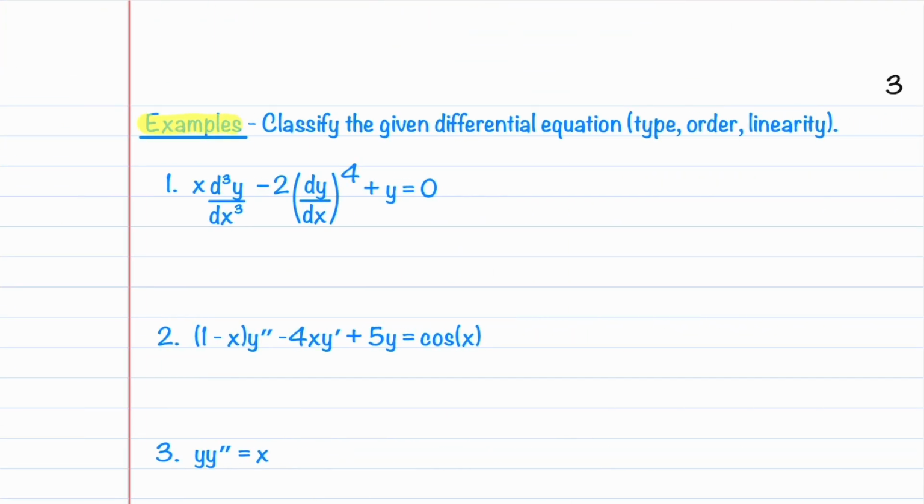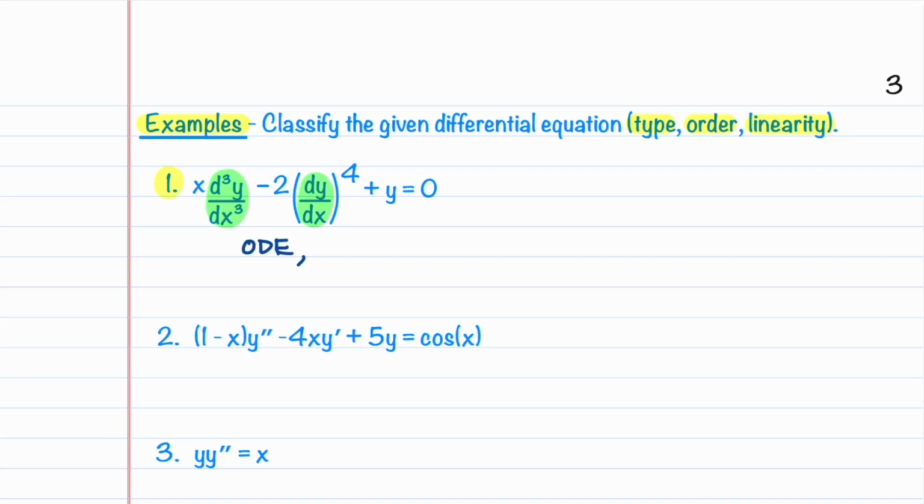Let's look at some examples where we are going to classify the given differential equation in terms of type, order, and linearity. Let's look at our first example. Let's first classify this equation according to type. It will either be an ordinary differential equation or a partial differential equation. Notice that in this example, we have ordinary derivatives. We have a third ordinary derivative and a first ordinary derivative. So we're going to label this as an ODE.